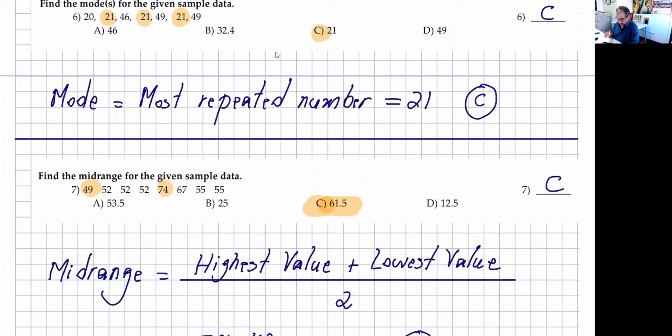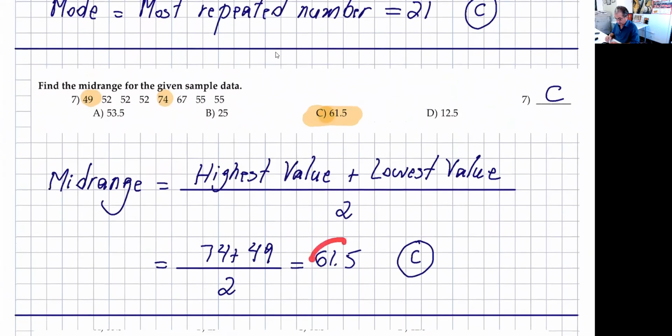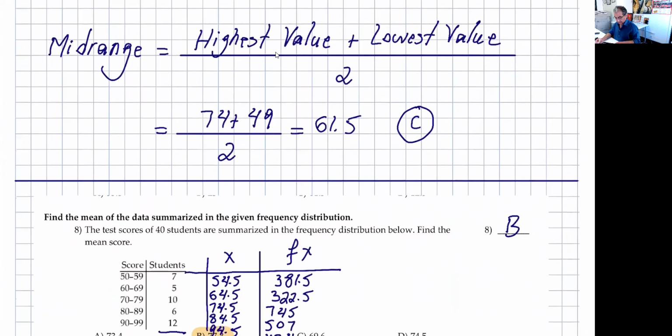Now the mid-range. The mid-range is the highest value plus the lowest value divided by 2. A simple formula. The highest value in the data is 74, and the lowest value is 49. You add them, you divide by 2, and it's 61.5. So C is the answer.